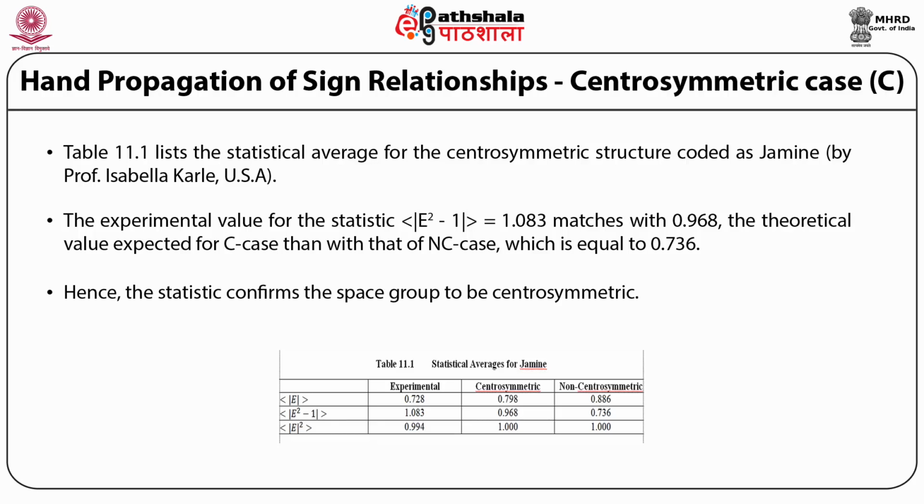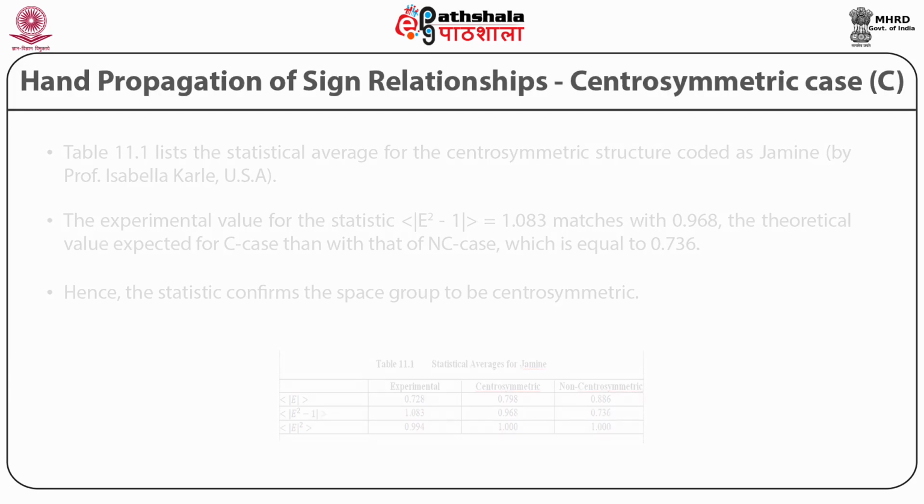If you look at the average of mod E squared minus 1, the experiment gives you 1.083. For centrosymmetric, the theoretical estimate is 0.968. For non-centrosymmetric, it is 0.736. Your experimental value is closer to the centrosymmetric theoretical prediction, which means that your structure is centrosymmetric. So this is known as the test for centrosymmetry. If by mistake you considered P1 instead of P1 bar, non-centrosymmetric instead of centrosymmetric, now change it to centrosymmetric. So this is a clue. You have to do that.